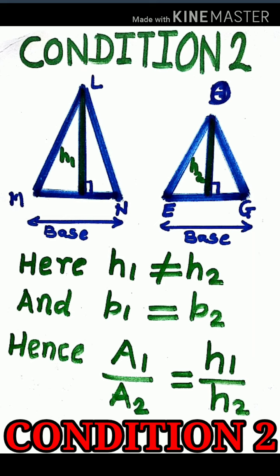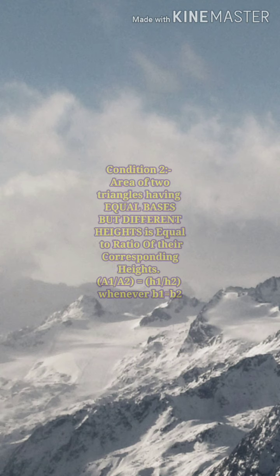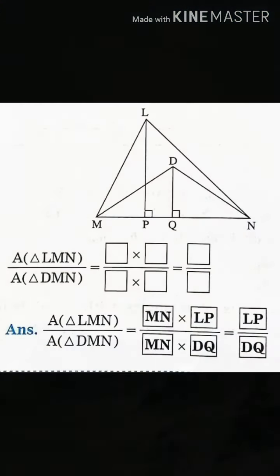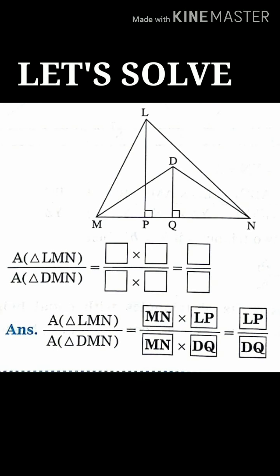Consider condition number 2. Observe two triangles LMN and OEG. Here heights are different, h1 is not equal to h2, but bases are the same, means equal. So the condition is that the ratio of areas of two triangles having equal bases but different heights is equal to the ratio of their corresponding heights. Means a1 upon a2 is equal to h1 upon h2 when b1 is equal to b2.